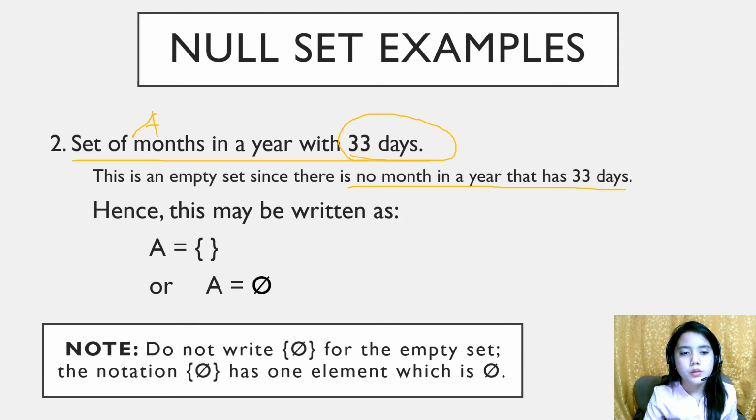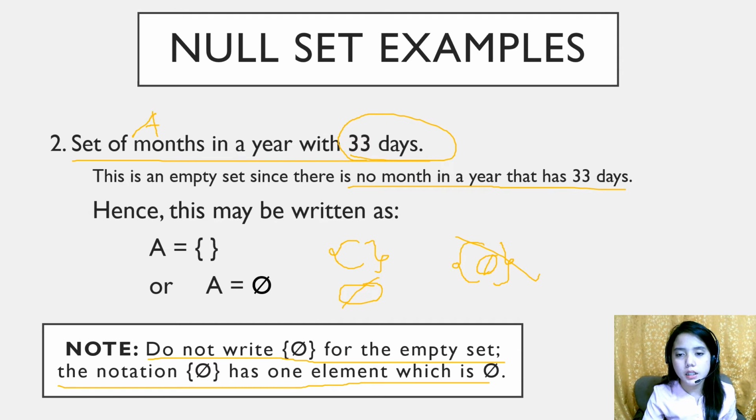Okay, so do not write it like this for the empty set because the notation has one element which is the 0 with a slash. So, either of the two, you can write it like this, or you can also use 0 with a slash, but you cannot put the null set inside braces. Okay? That is no longer a null set. Got it? Okay. Let's proceed.